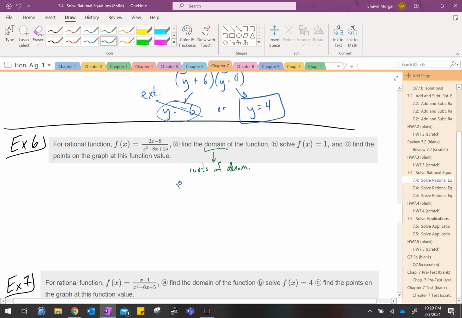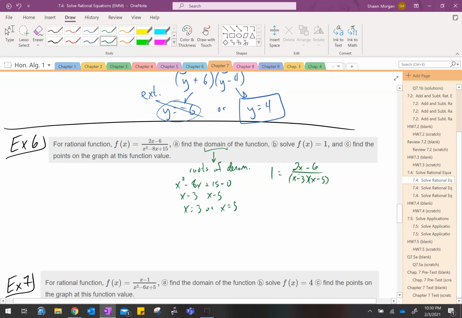So in this case, we've got x squared minus 8x plus 15 equals 0. That's going to be x minus 3, x minus 5. So x equals 3 or x equals 5. Those are my two exclusions from the domain. Okay, it says solve f of x equals 1, so I want to set the whole function, or the whole fraction, equal to 1. So 2x minus 6 over x minus 3, x minus 5 equals 1. And it says solve this equation.